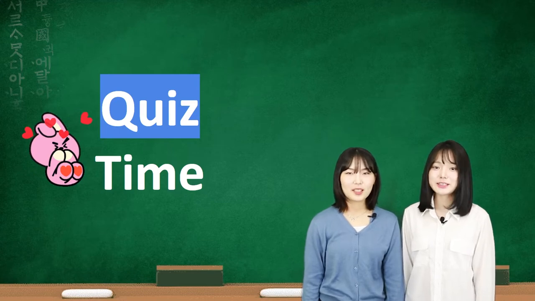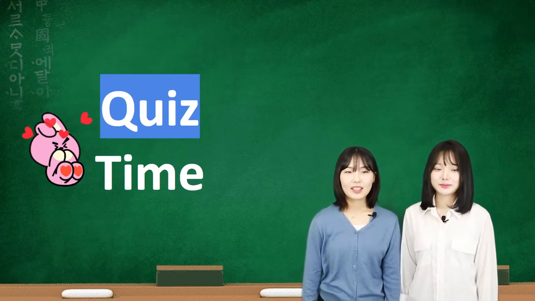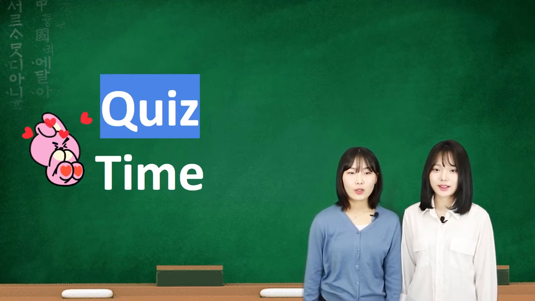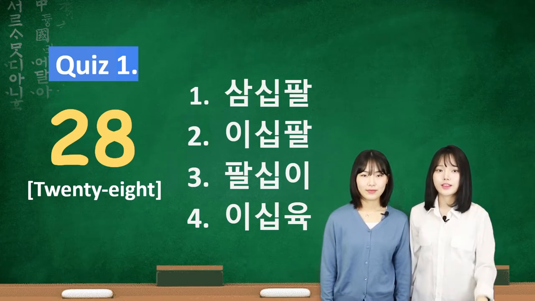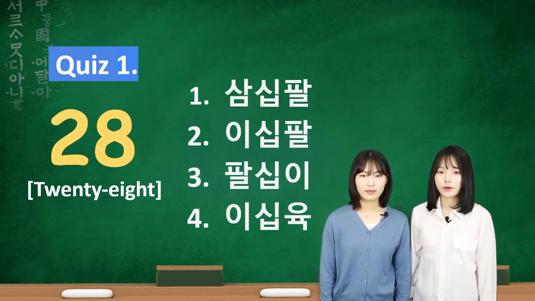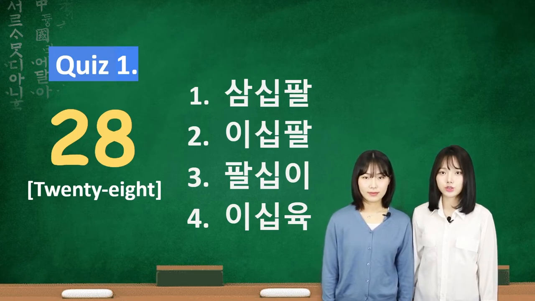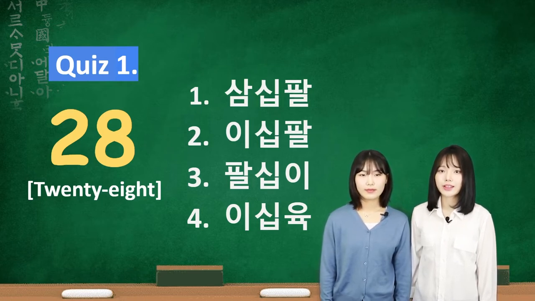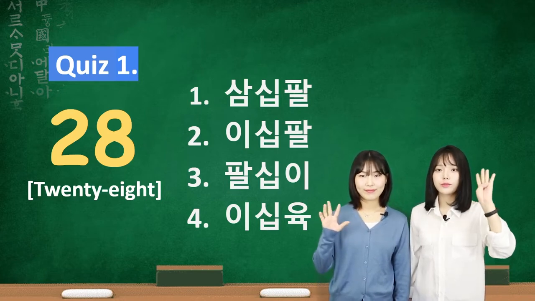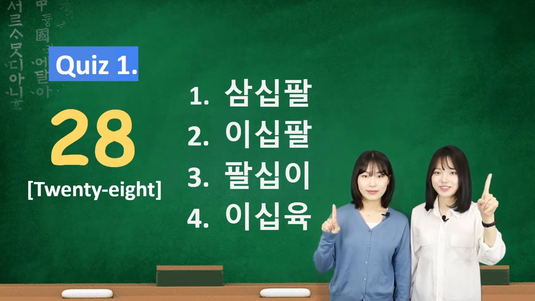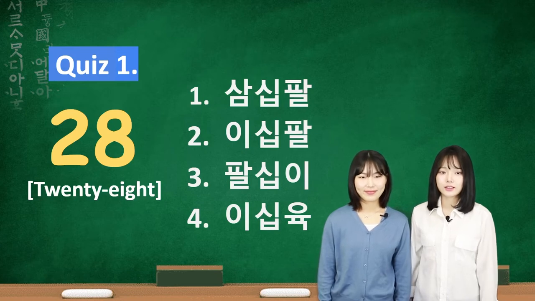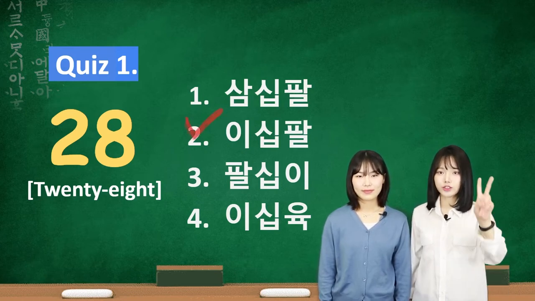Everyone, kid time is back. Let's check your understanding through the quiz. You have 6 quiz questions. Let's look at the slide and guess the numbers. Question 1. There are 4 options. Number 1, number 2, number 3, and number 4. Which of the following is correct? I will give you 5 seconds. 5, 4, 3, 2, 1. Yes, the correct answer is number 2.